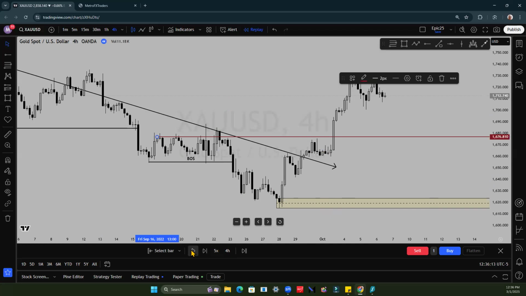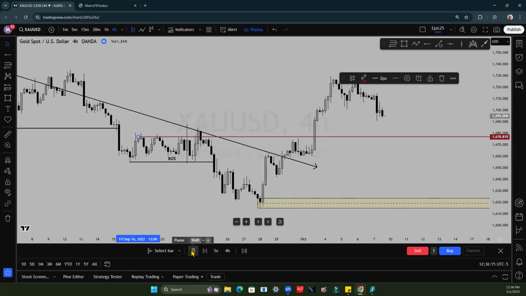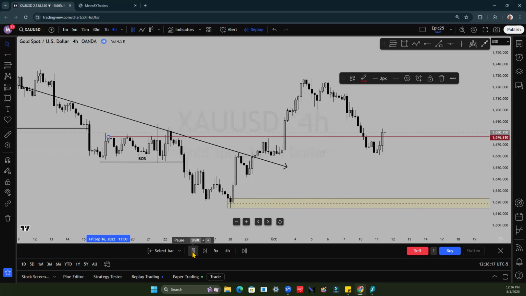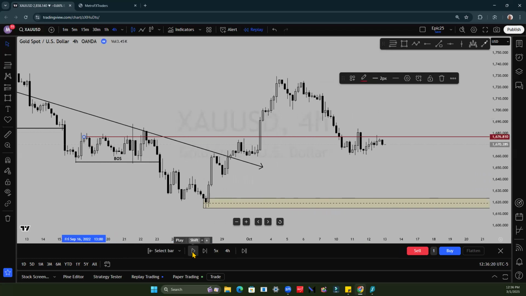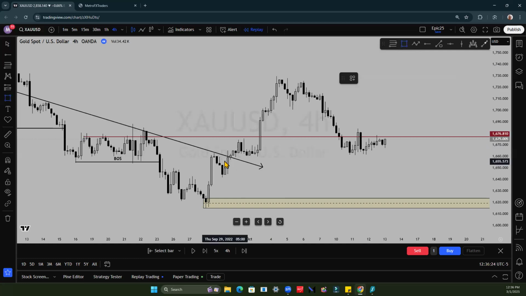So we're going to continue to push play. And we notice, and I forgot to mark out the fair value gap in this area, which is right here.